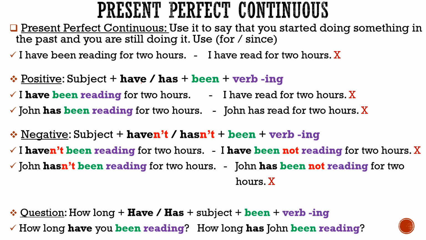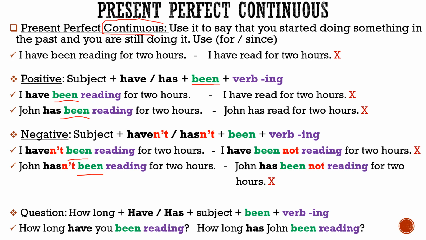I have, you have, they have, we have, she has, he has, it has, John has, Yahya has, whatever. Then after have and has, we always have been. Okay, after have or has, we have been. We don't have verb past participle this time. We have been. After been, we say continuous.